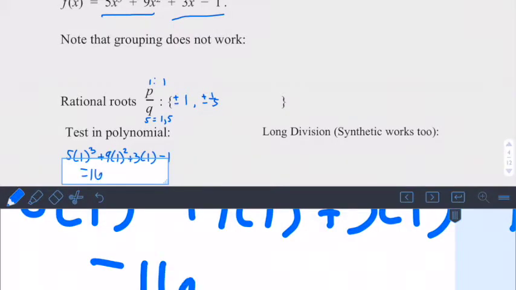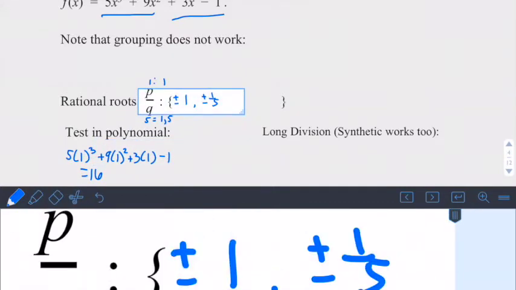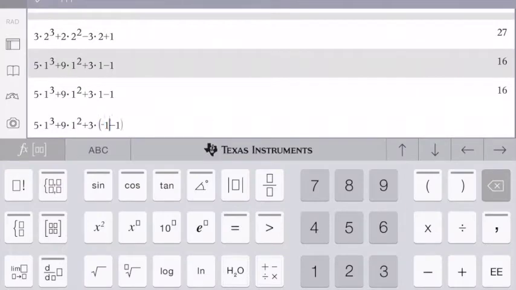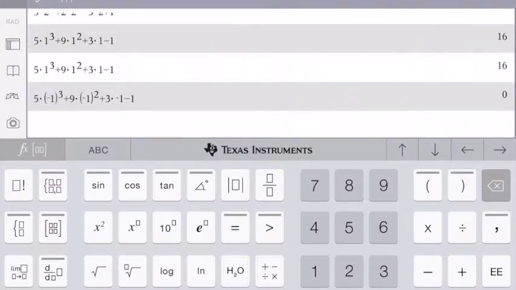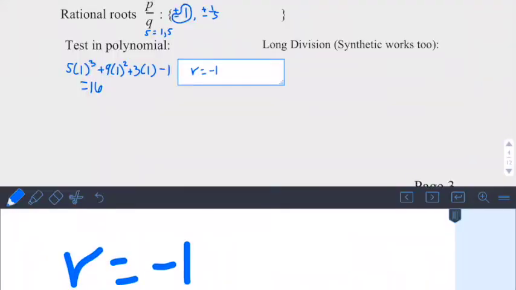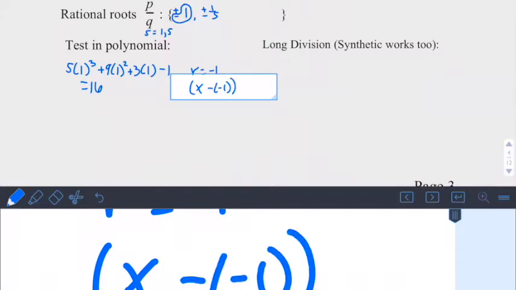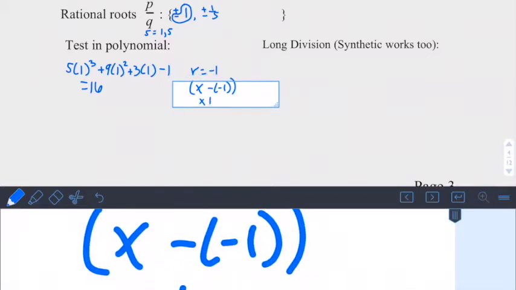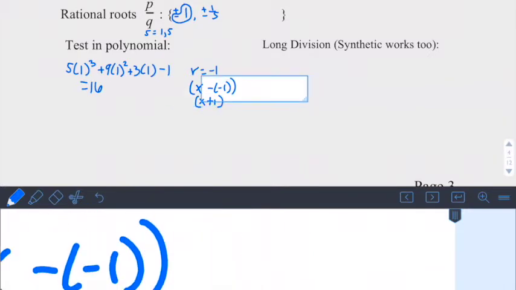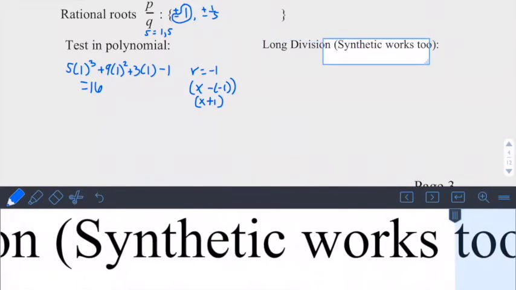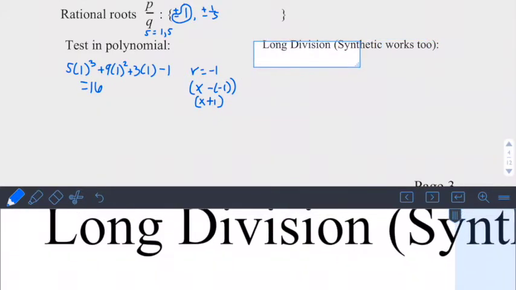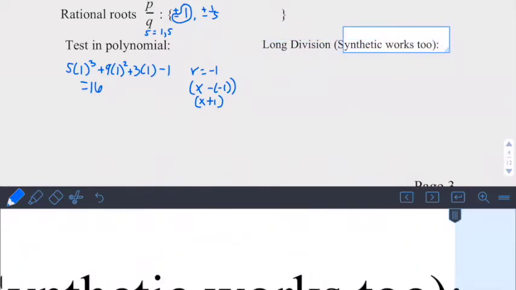Well, since I got 16, that 1's not going to work, so let me try again with negative 1. So negative 1 worked, it gave me 0. So since the root is negative 1, the factor is x minus negative 1, aka x plus 1. And then I'm going to use long division. Note, you can use synthetic. I'm going to use long division in Tier 1, synthetic in Tier 2.